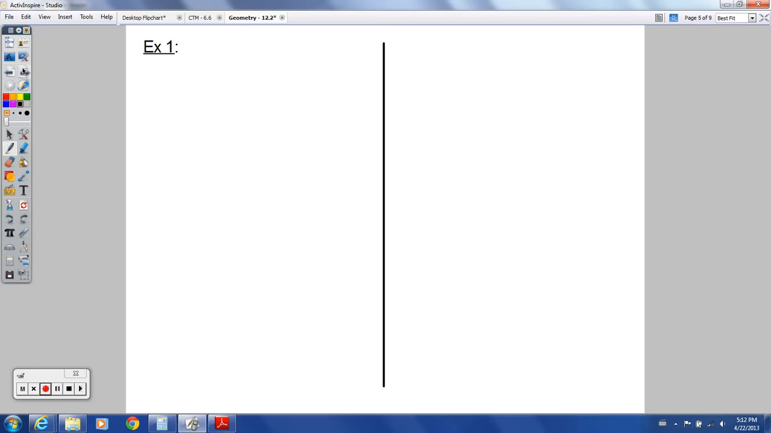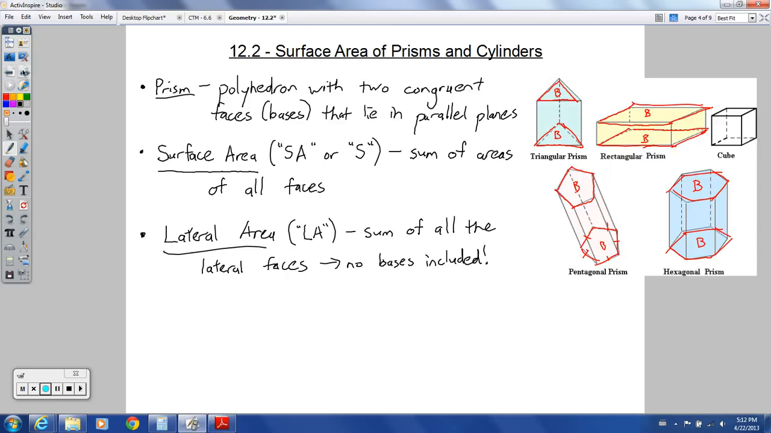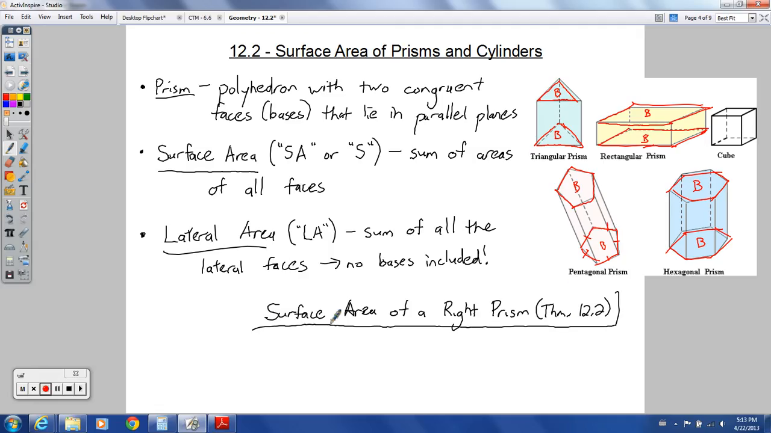So here's one of the big things to know. I don't want to go to example 1 quite yet. I'm going to include this down here. So surface area, or SA, we can refer to that as, of a right prism. This is theorem 12.2, by the way. This is a really big, important concept, so I'm going to box that in. This is one of the biggest two things for this lesson, is knowing that this is the case.